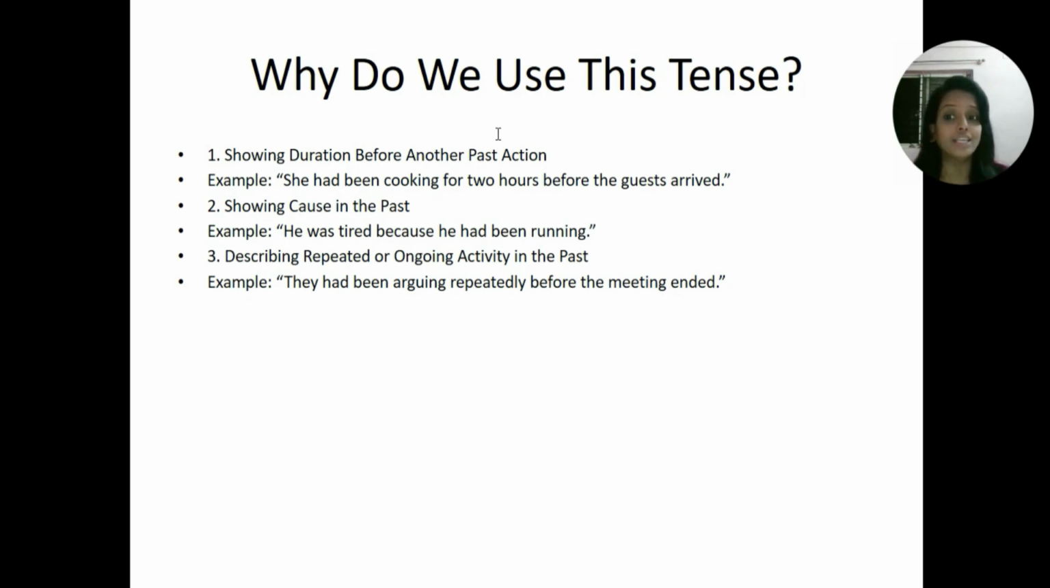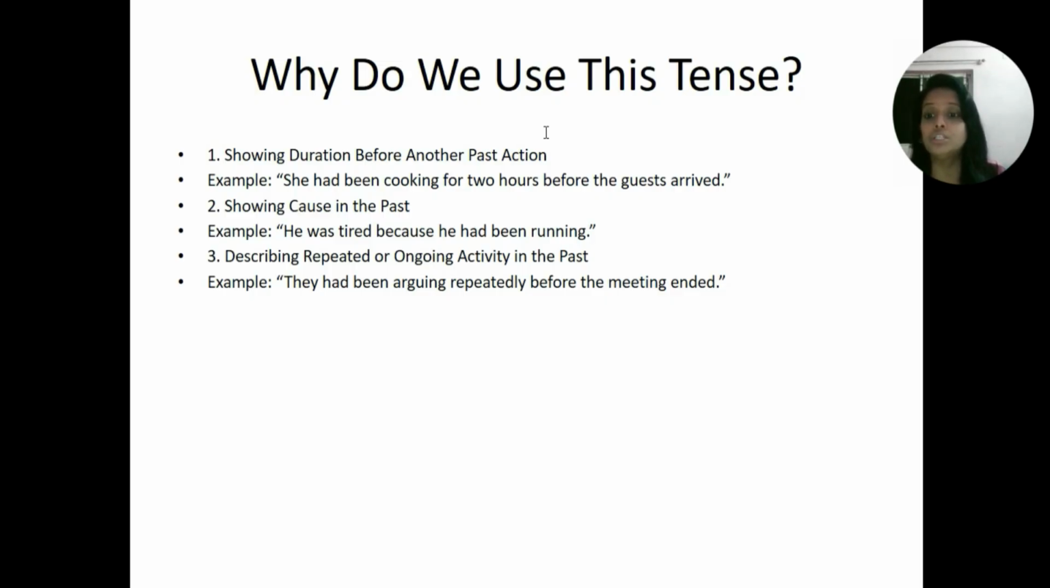Got it? And the second one, showing cause in the past. Example, he was tired because he had been running. Why was he tired? Because the running continued earlier. Got it? So this tense often explains reasons behind the past situations.